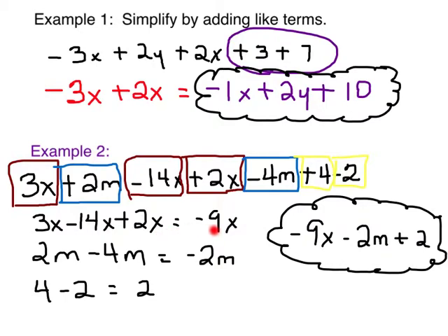Now that I've done that, I can look and see 3x minus 14x plus 2x would equal negative 9x, and then I'm going to add the m terms. 2m minus 4m is equal to negative 2m, and then 4 minus 2 is 2. I put all that together for my answer. It's negative 9x minus 2m plus 2. That's really all there is to it. We're going to do 3 practice problems, and then I'm going to let you go.